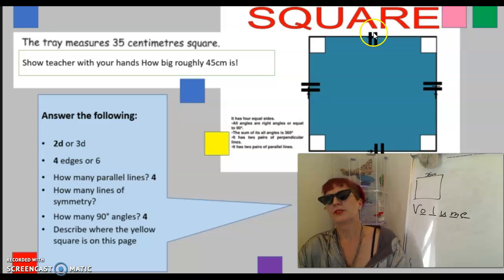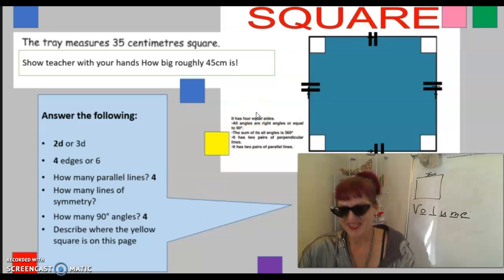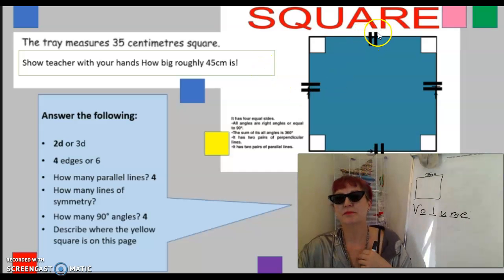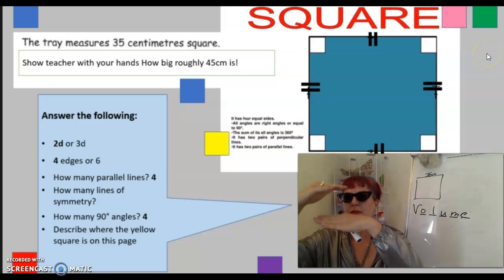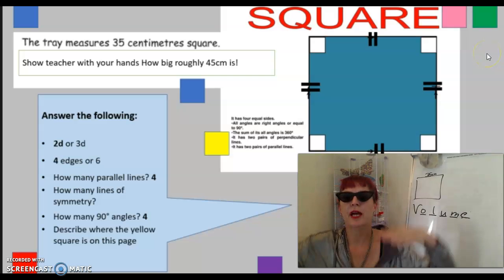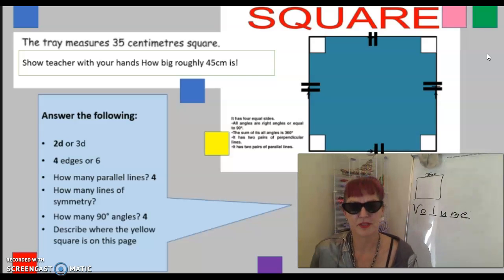How many parallel lines? I'm going to say 2, and what I've done up there is I've done it 4, and what I've done up there is a little symbol for parallel. Boom, boom, boom, boom. So I've got 4 parallel lines. Never ever meet. They always stay the same distance.